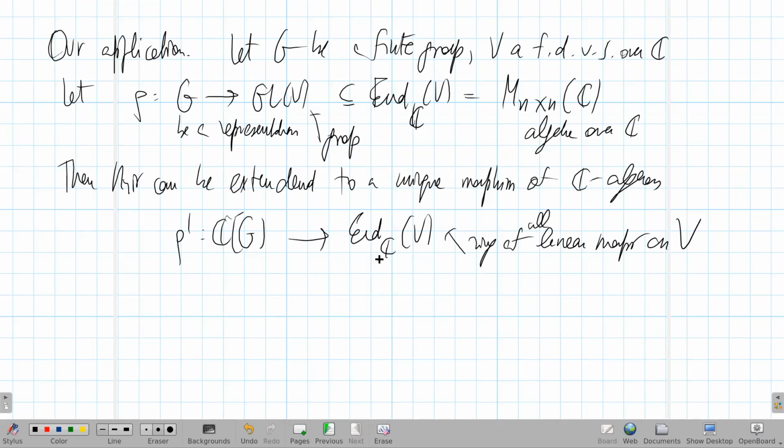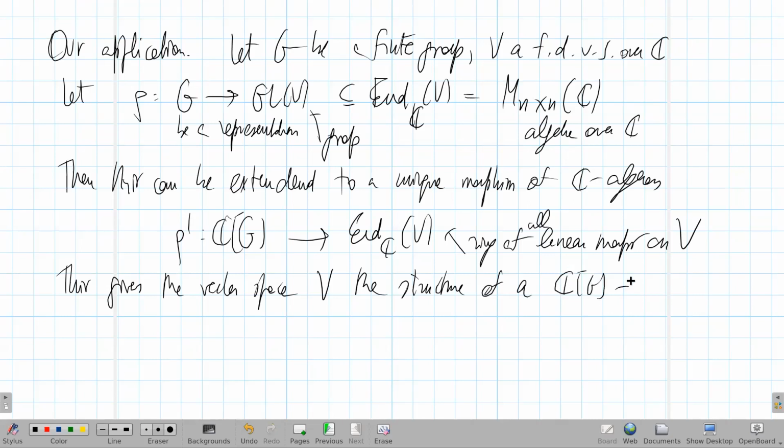And if you have any problem with what I'm going to say next, just let me know now or by email or something. If you have such a morphism, this gives the vector space V the structure of a CG module.